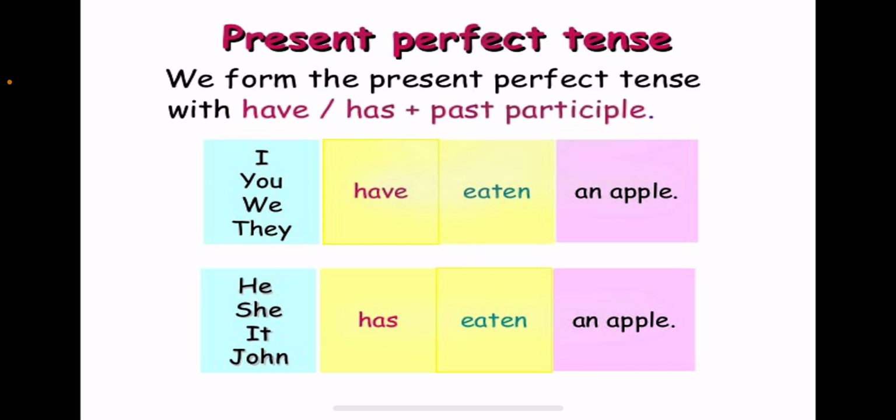It's not in the base form or the present form, and it's not in the past form either, right? So it's in the participle form. Remember that this verb eaten is the participle form of eat and ate, right? Eat is the present, ate is the past, and the participle form is eaten, right? So that's how I create a sentence in present perfect. My subject, have or has, and then the verb in participle form.